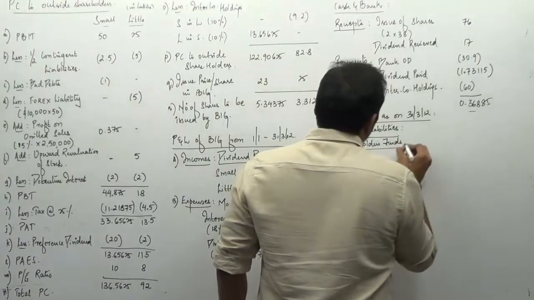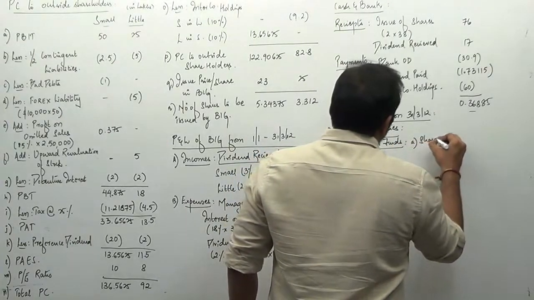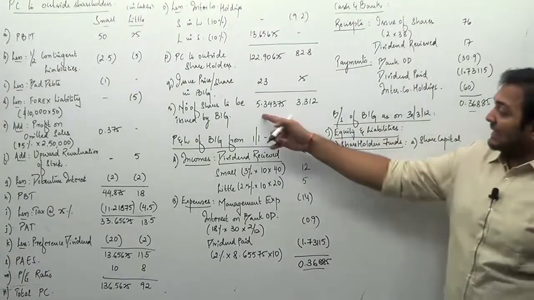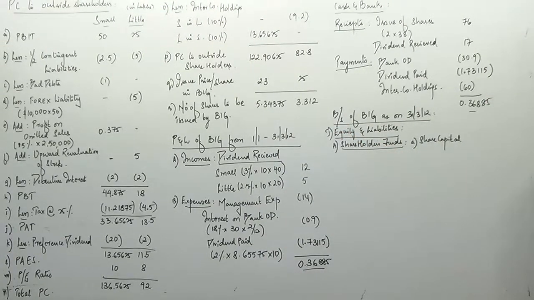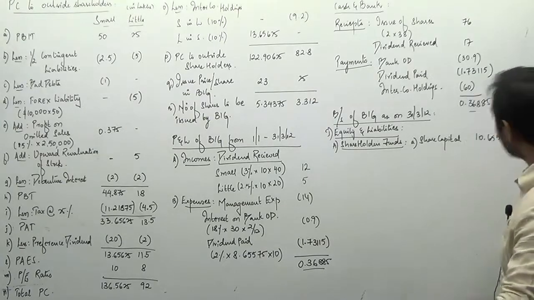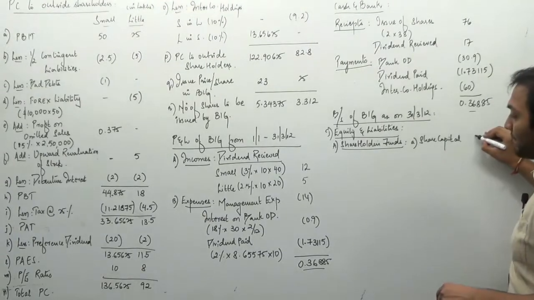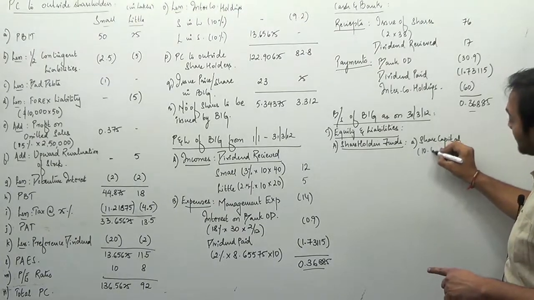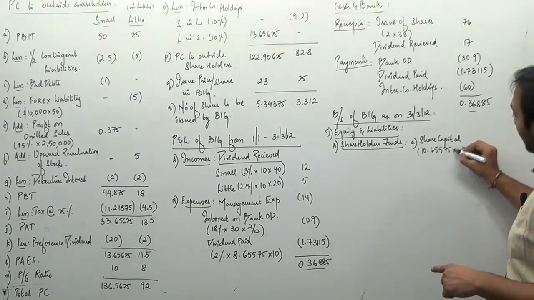Shareholders funds, share capital, how much? What you issued as PC, this is 8.65575 plus 2 lakhs issued as preferential allotment. This total will be 10.65575. Once again guys, the 2 lakh shares, that will become 20. So total number of shares are 10.65575 into 10.